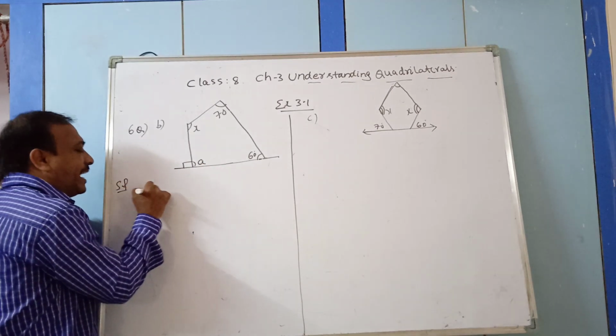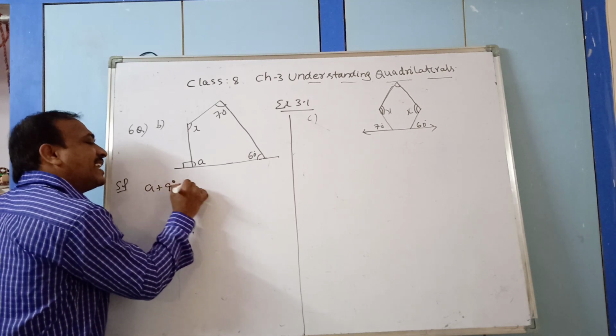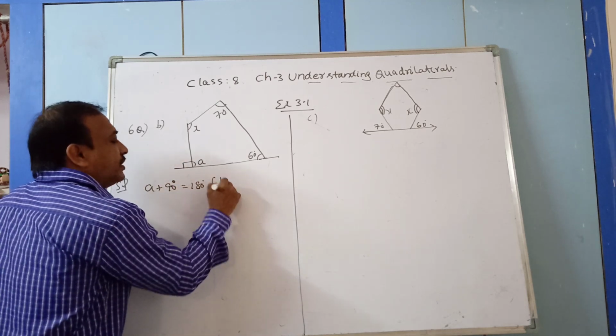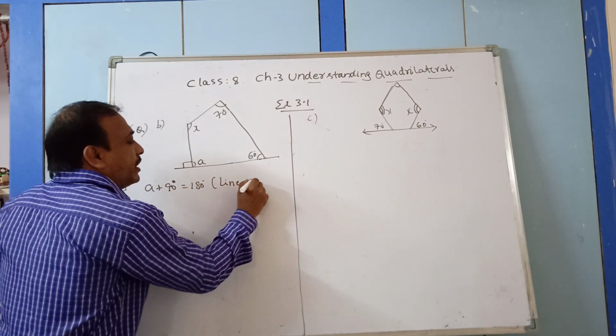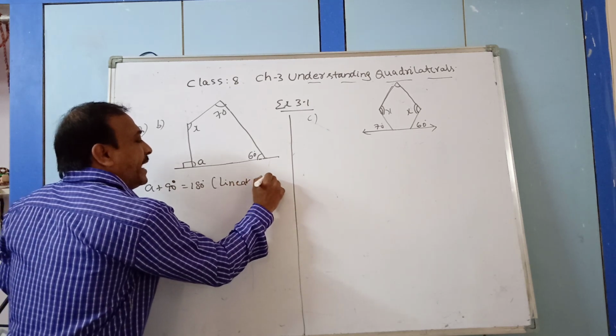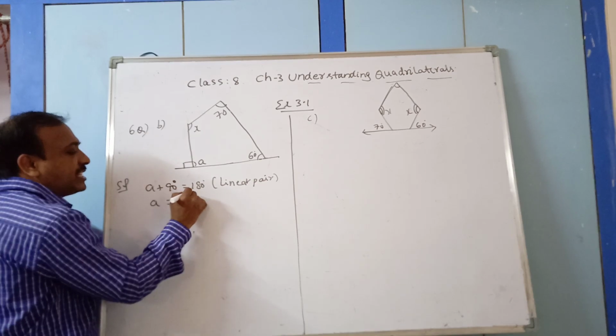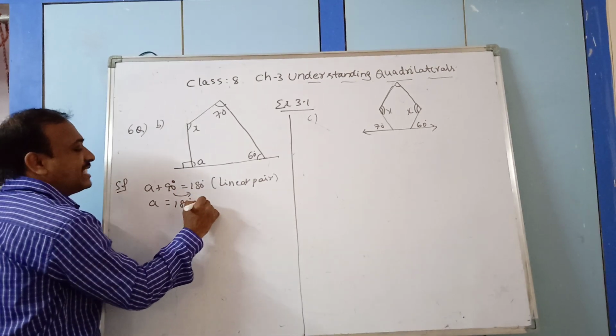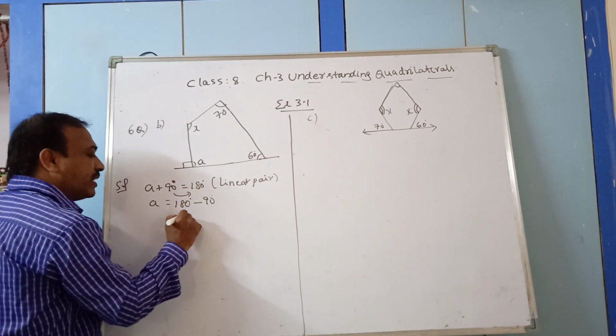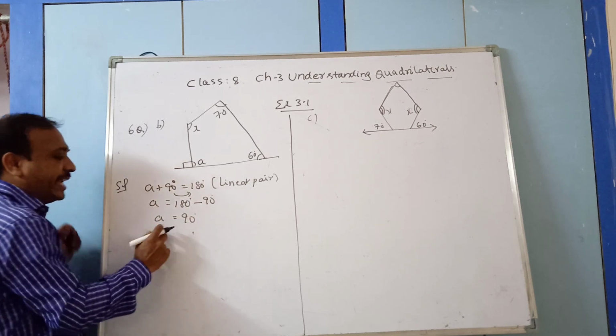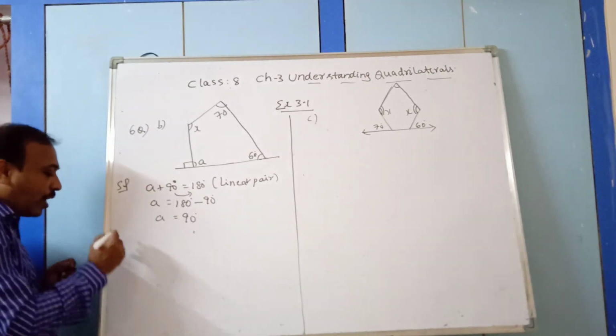Solution. A plus 90 degrees is equal to 180, which is called a linear pair. Now A is equal to, transposing this side, 180 degrees minus 90, which will give you 90. So A is equal to 90 degrees.